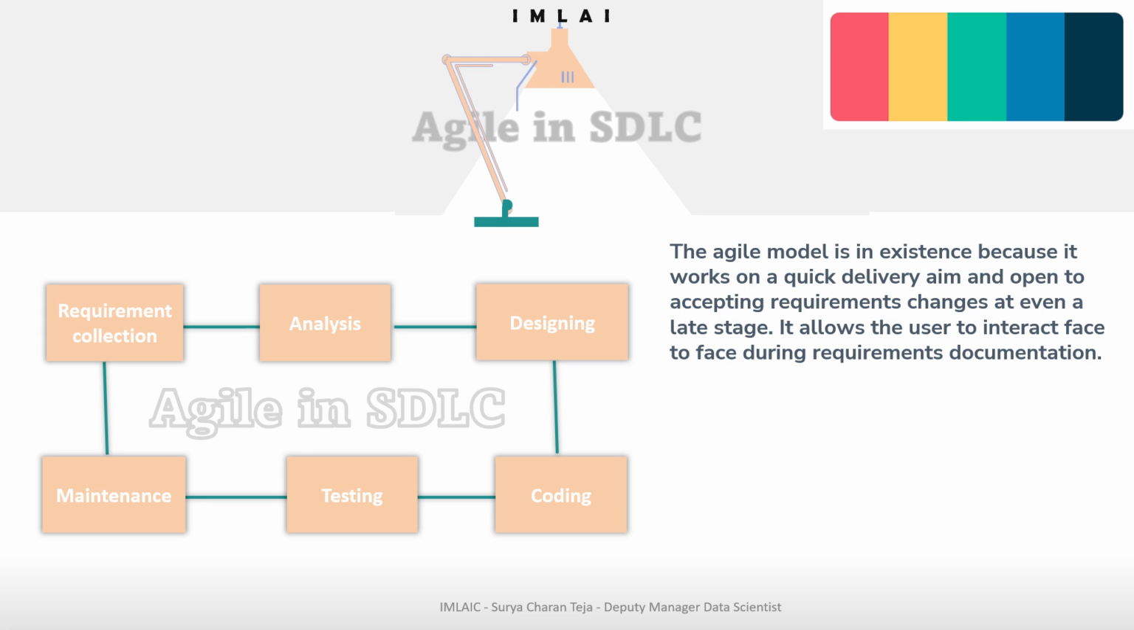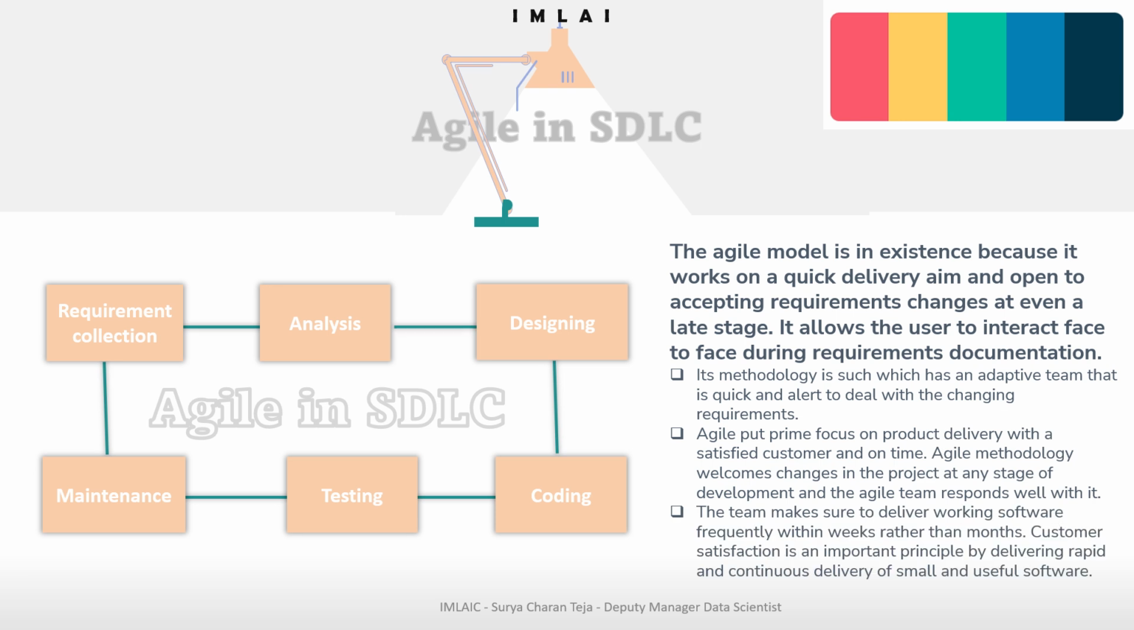The agile methodology is in existence because it works on a quick delivery aim and is open to accepting requirement changes even at a late stage. It allows the user to interact face to face during requirements and documentation. Basically, the biggest advantage is that the team makes sure to deliver working software frequently, within weeks rather than months. So customer satisfaction is an important principle, achieved by rapid and continuous delivery of small and useful software. That's what we have discussed. This is one of the principles of agile.